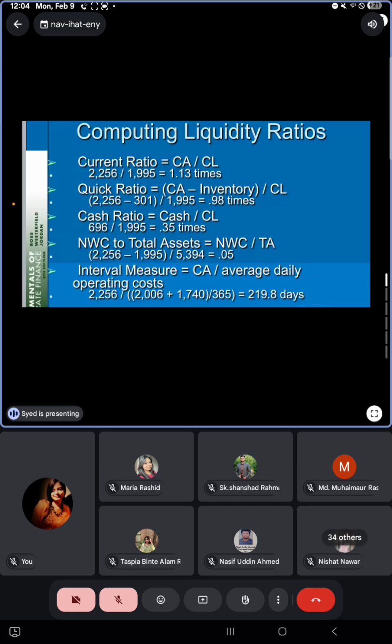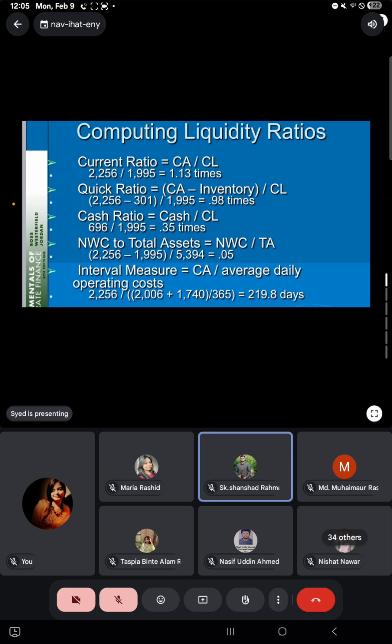Now moving on to the cross sectional analysis. Cross sectional analysis is where we compare your performance against another company. So let's say your current ratio is 1.13 but the other company's current ratio is 1.4. So are you doing good or bad compared to the other company?